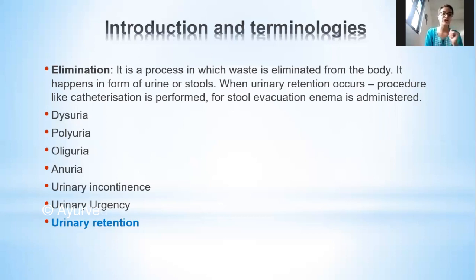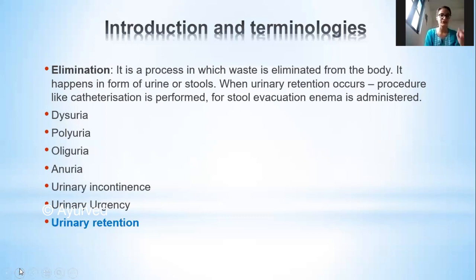Now, what is oliguria? Oliguria is a little less quantity, right? That is less than 400 ml per day is oliguria. What is anuria? Anuria is when you are not able to produce any urine, or you are unable to produce even 100 ml of urine per day.